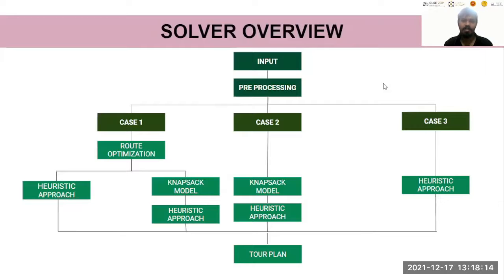Here is the overview of our solver. When the user inputs data to our decision support system, we pre-process the data to identify what kind of input it is. Here we have identified 3 cases of inputs that the user can give. Let me explain those cases briefly.